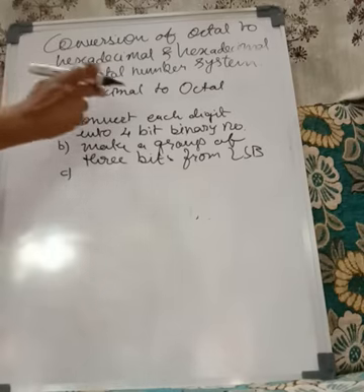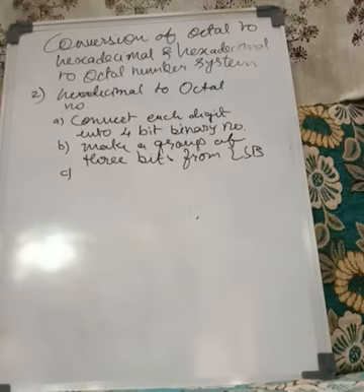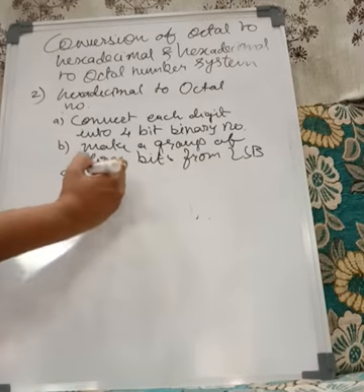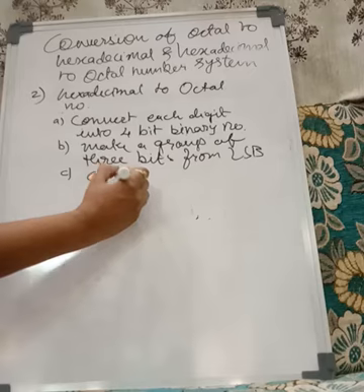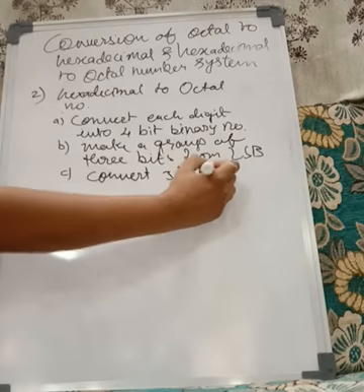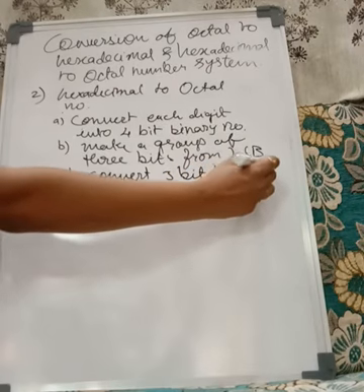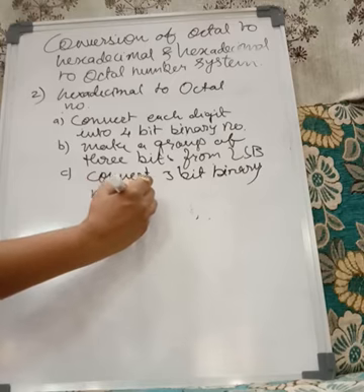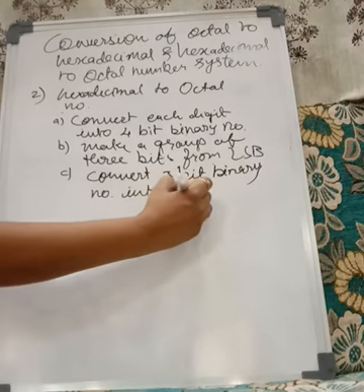So here we are converting hexadecimal to octal number, and for this what we are going to do, we are going to convert each digit into 4-bit binary number. Then we are going to make a group of 3 bits from LSB, and then we are going to convert each 3-bit binary number into octal number.